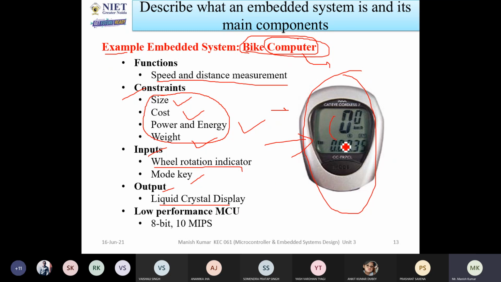With the help of LCD display, you can see the results. What is the speed? What is the distance measured? What is the distance traveled? Like that. And also it has a low performance MCU. So MCU indicates microcontroller unit. That is 8-bit and 10 MIPS. So this controller is having 8-bit and 10 million instructions per second will be executed by this controller. Remember.